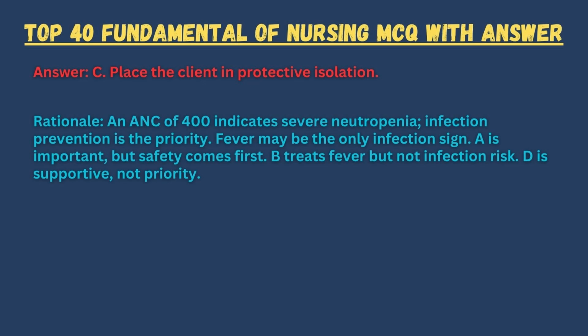Answer C. Place the client in protective isolation. Rationale. An ANC of 400 indicates severe neutropenia. Infection prevention is the priority. Fever may be the only infection sign. A is important, but safety comes first. B treats fever, but not infection risk. D is supportive, not priority.